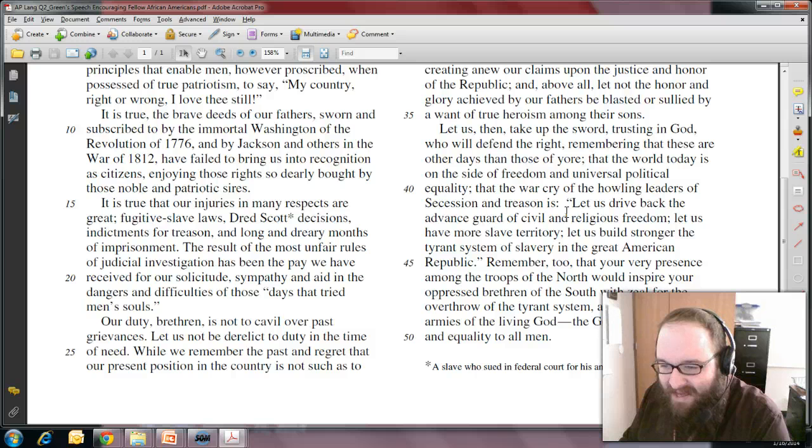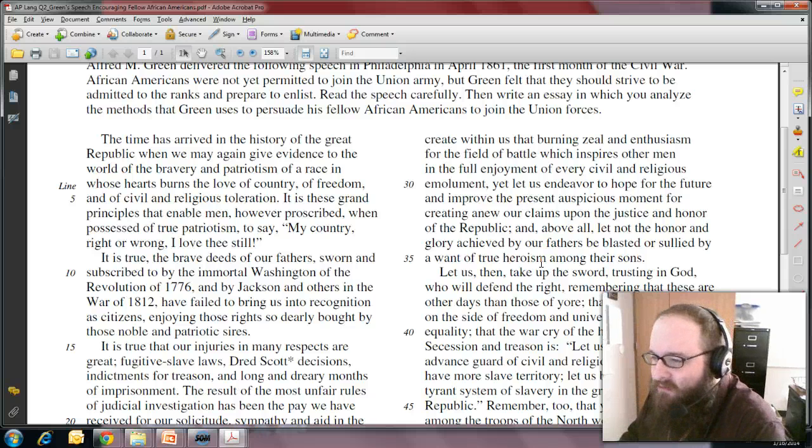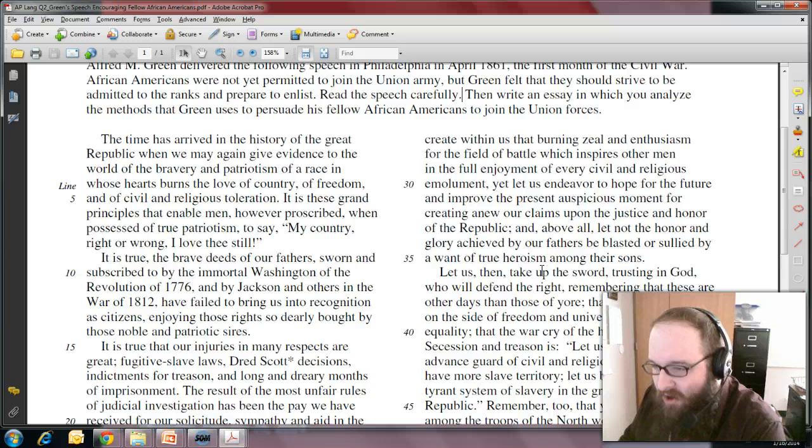While we remember the past and regret that our present position in the country is not such as to create within us that burning zeal and enthusiasm for the field of battle which inspires other men in the full enjoyment of every civil and religious emolument, yet let us endeavor to hope for the future and improve the present auspicious moment for creating anew our claims upon the justice and honor of the Republic. And above all, let not the honor and glory achieved by our fathers be blasted or sullied by a want of true heroism among their sons.